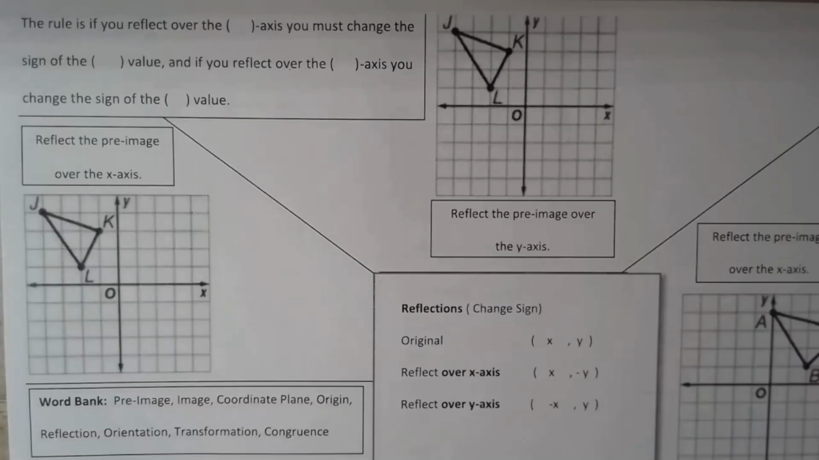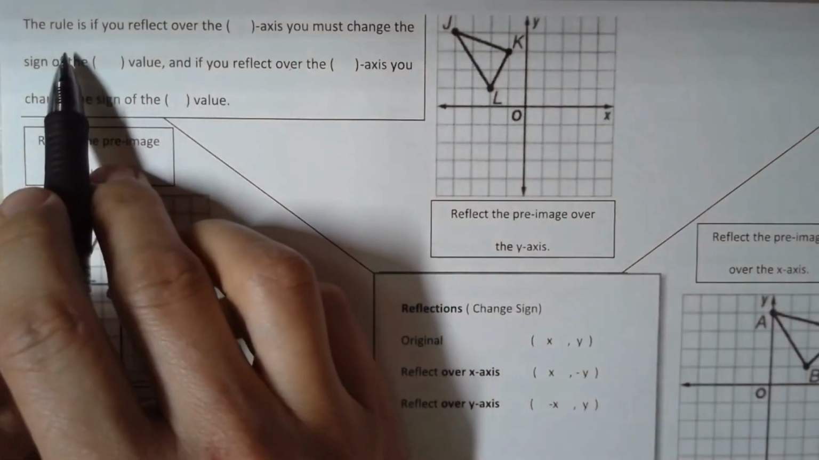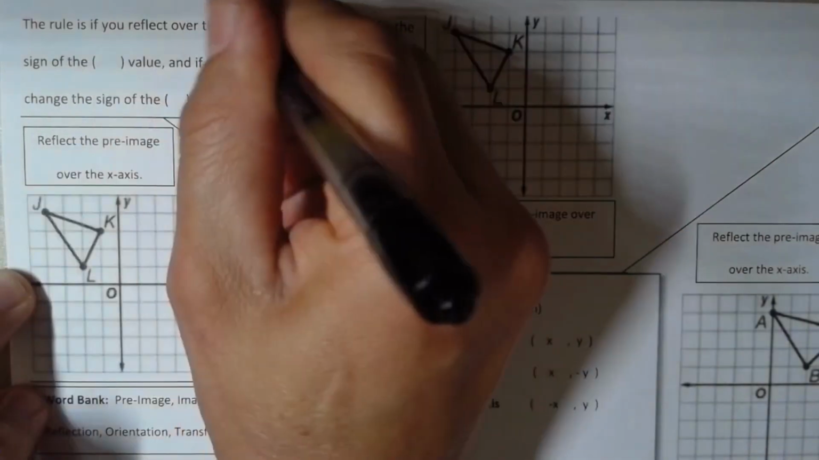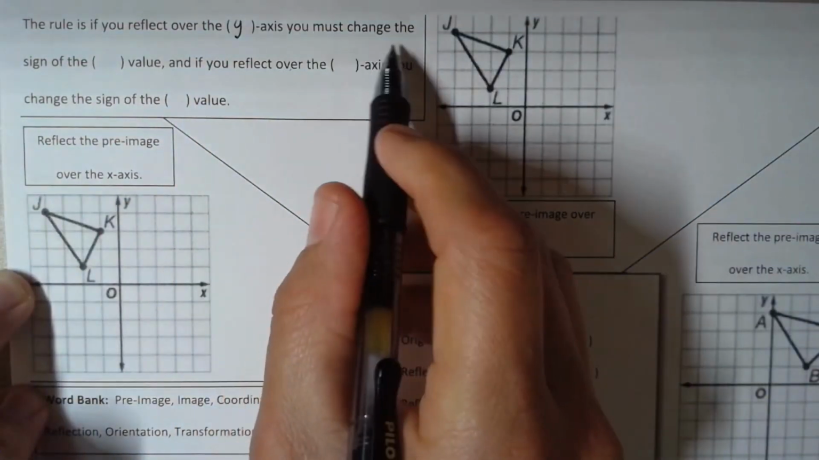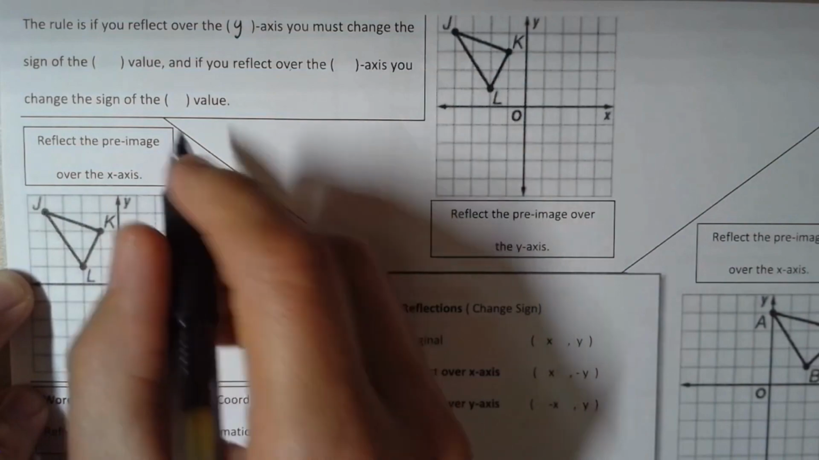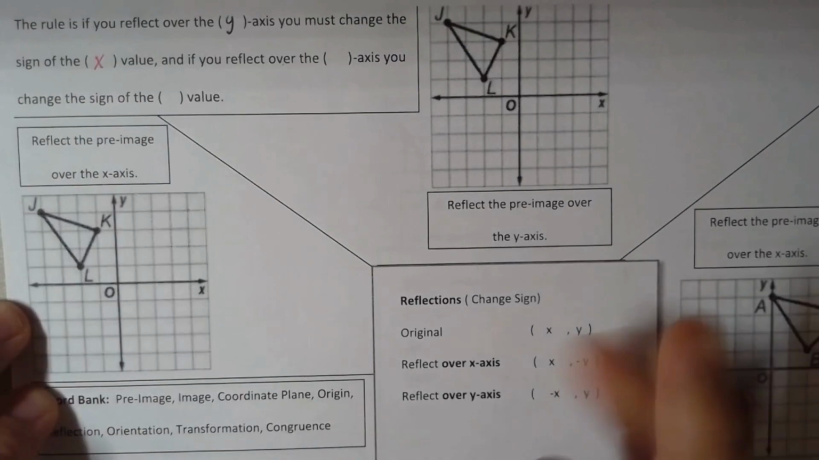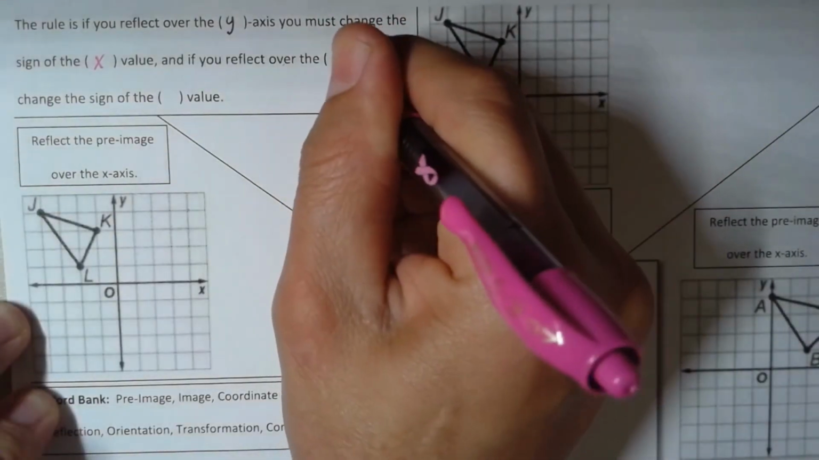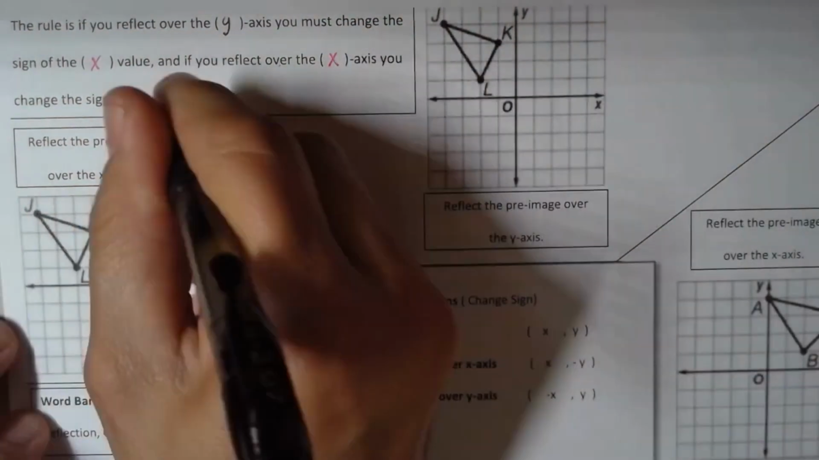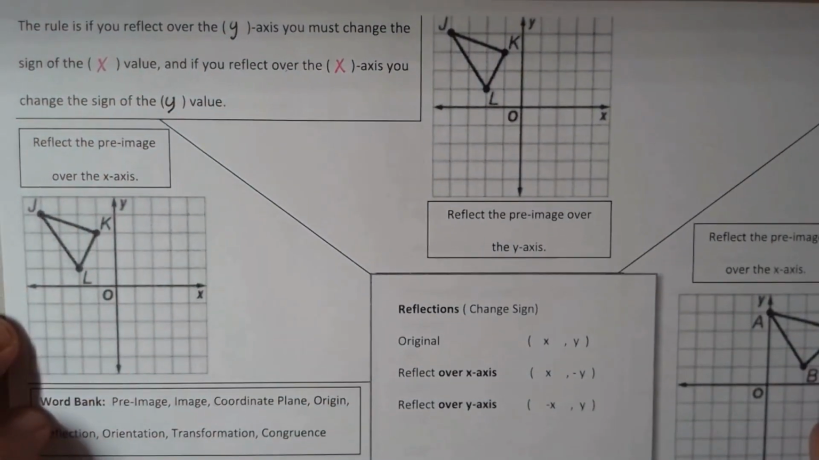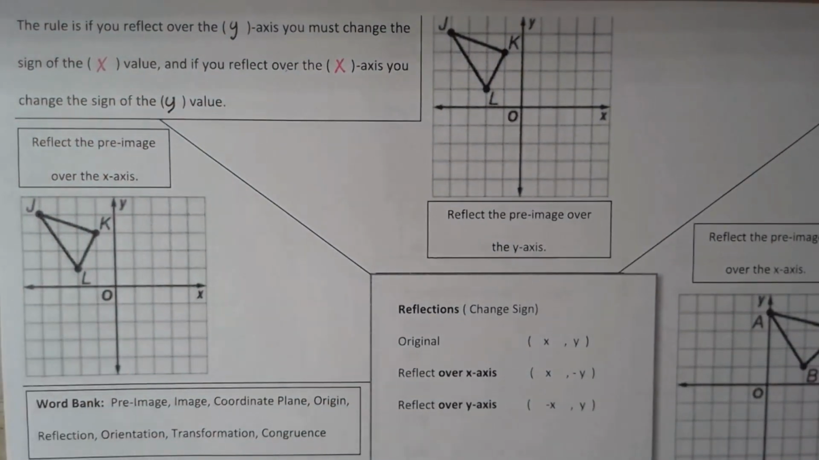In this video, we're going to be going over reflections, our third transformation. And notice I have a rule for you up here at the top. It says the rule is if you reflect over the y-axis, you must change the sign of the x value. And if you reflect over the x-axis, you must change the sign of the y value. In my opinion, this is actually the easiest transformation of all because we don't do really any math. We're just changing the sign.